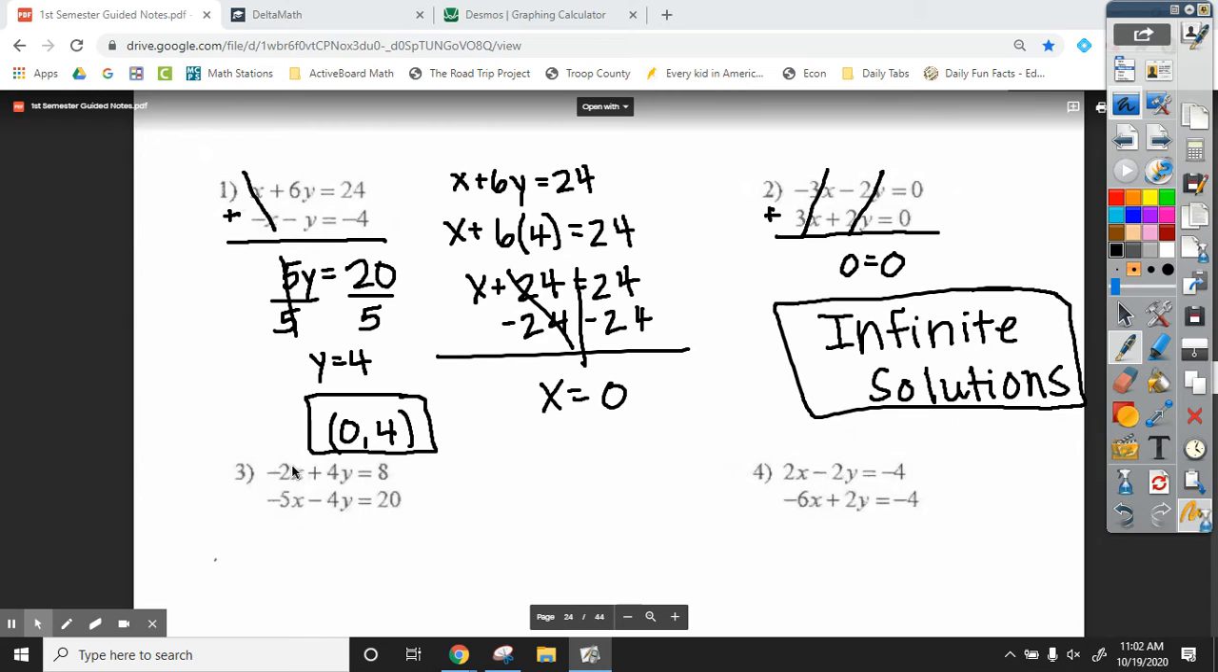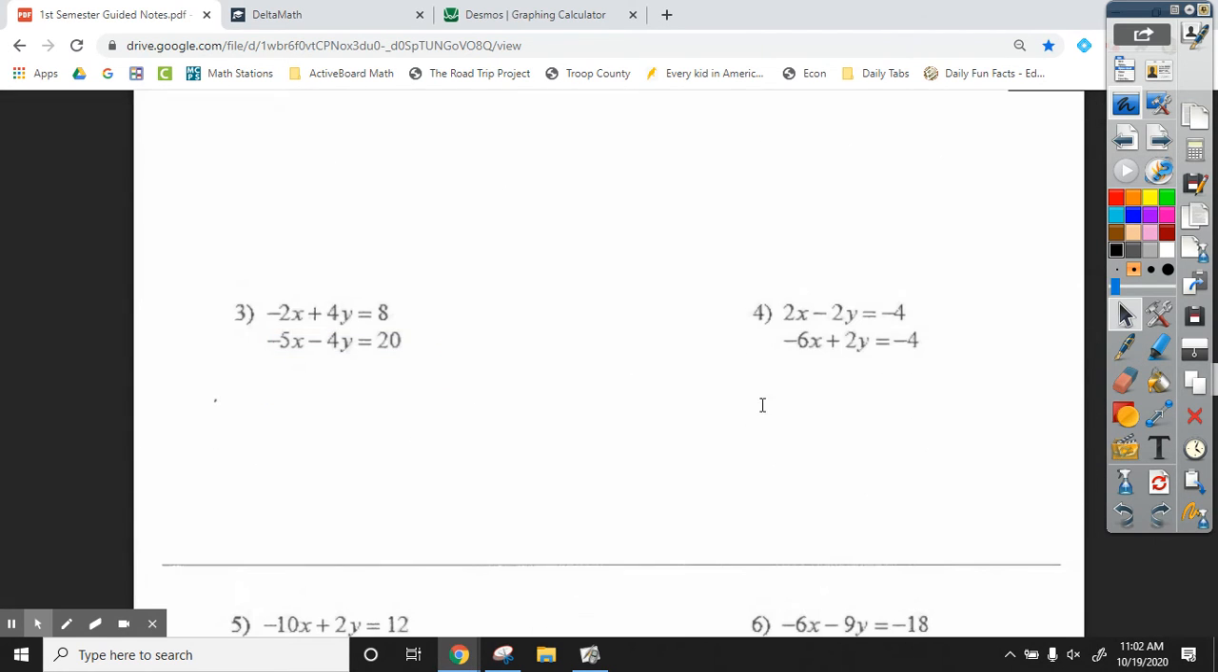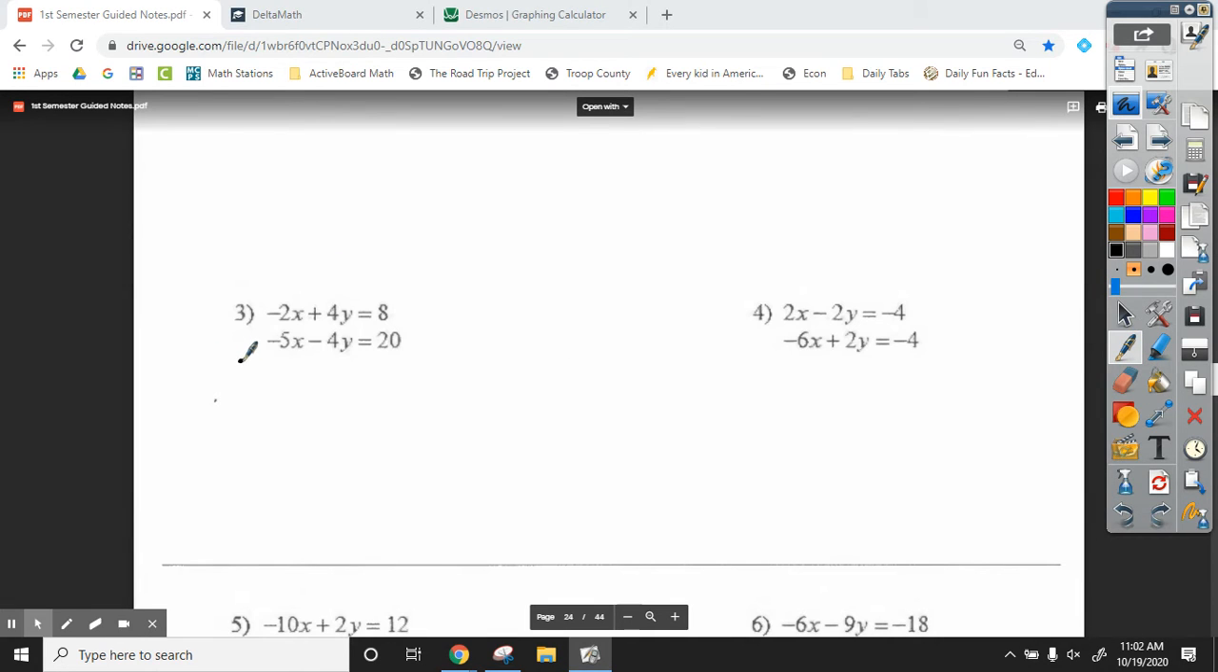For number 3, we can see that our y values are opposite. So positive 4 and negative 4. So we add them together. Negative 2x plus negative 5x is negative 7x. This cancels out, and we get 28. We divide both sides by negative 7, and x will be -4.